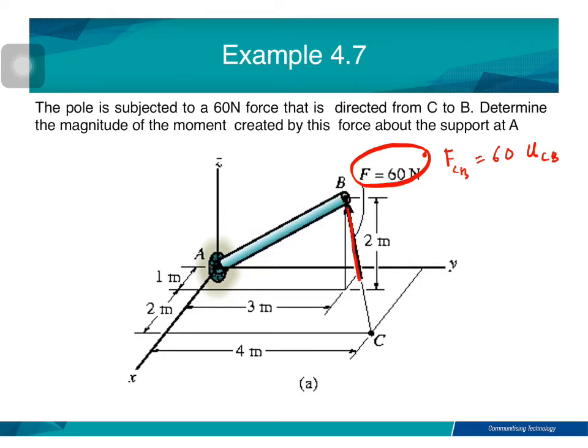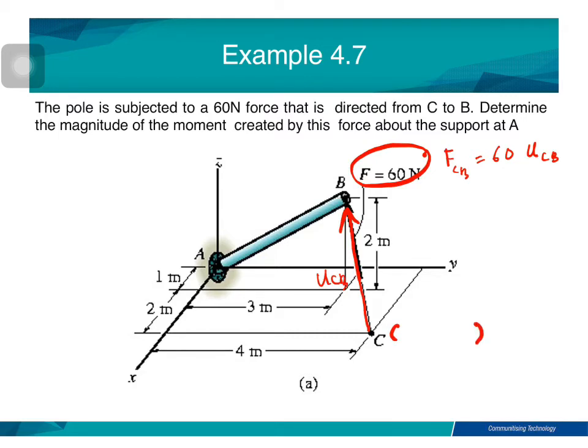So this is the force, and then this is the UCB. So this is the direction. So we need to get the unit vector CB. So how to determine the unit vector CB? We need to get what is the RCB.